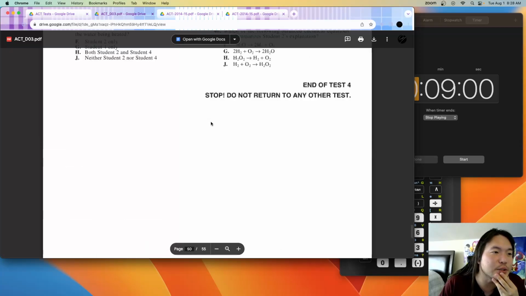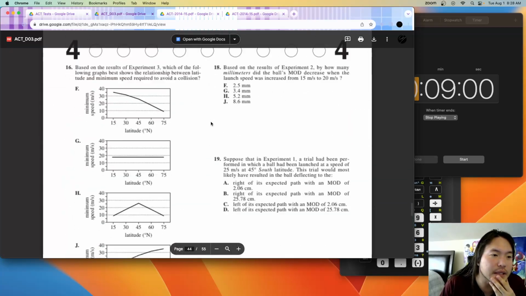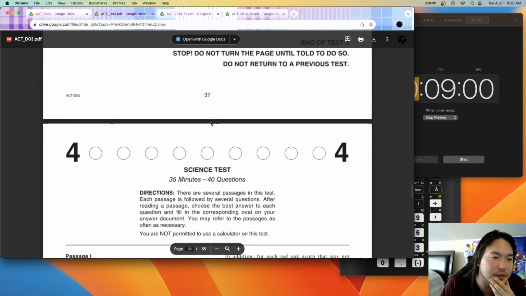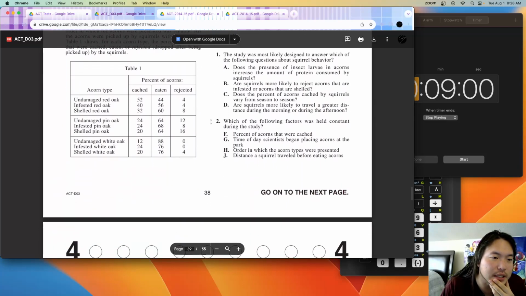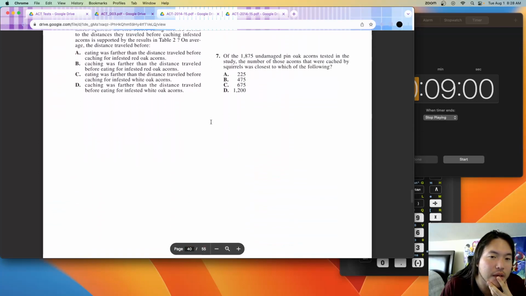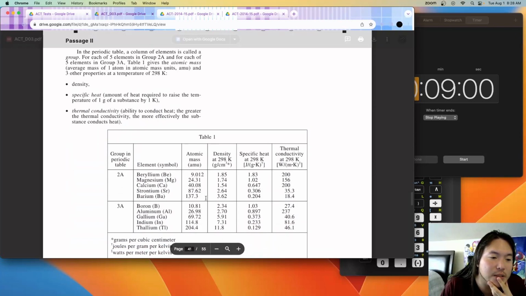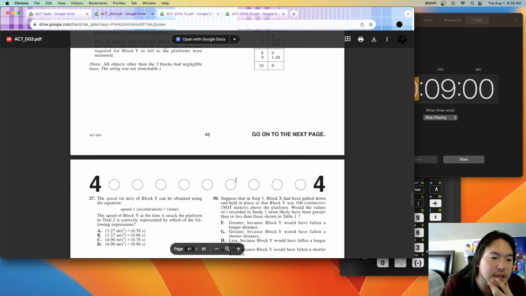Let's go ahead and jump back into the 2020 test. So yesterday you guys did the first passage, right? It was about the acorns and the squirrels, and not too bad. Definitely you guys did really well. Today you're going to look at the next one. Let's see. Is there anything worth talking about here?